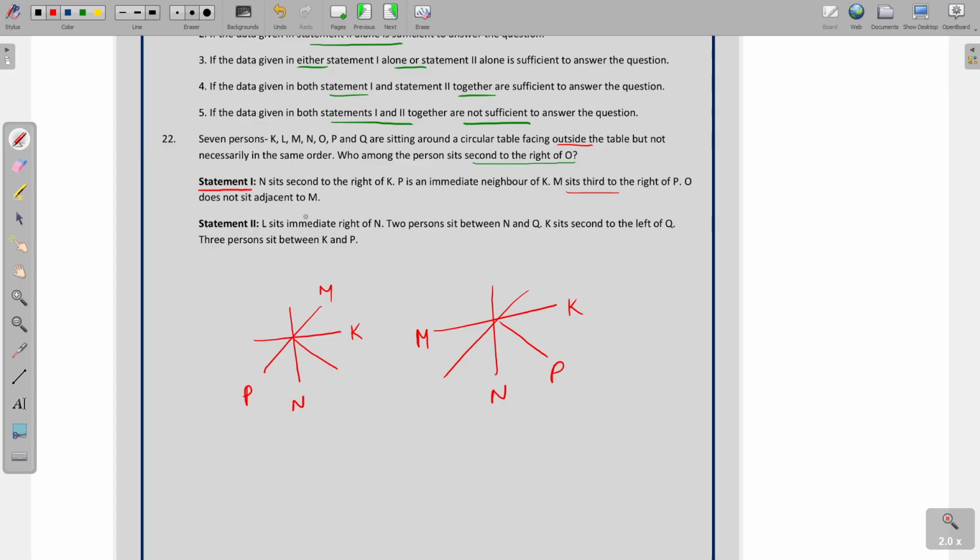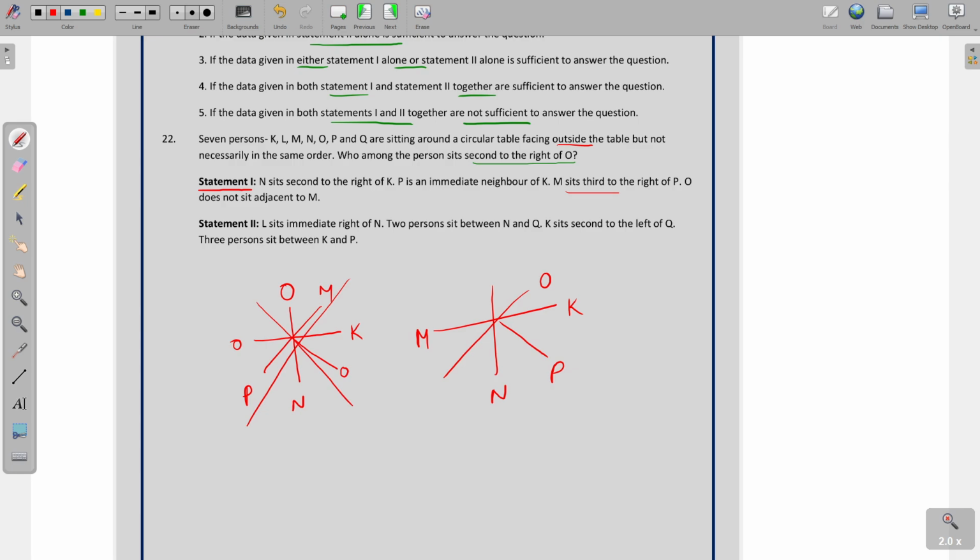O is not adjacent to M. So O is not placed here. So maybe O is placed here or here. Okay. So O is not placed here, so O is placed here. Okay. From possibility 1, there is no chance to get the exact position of O.